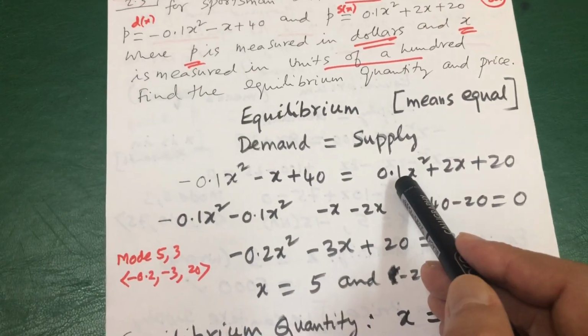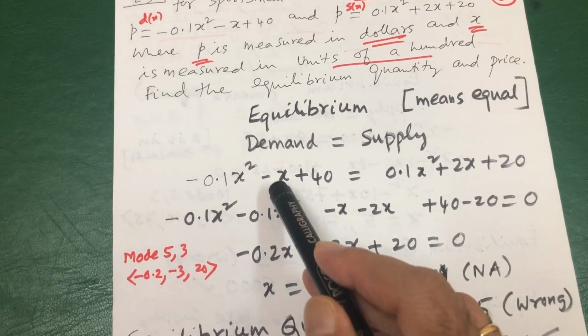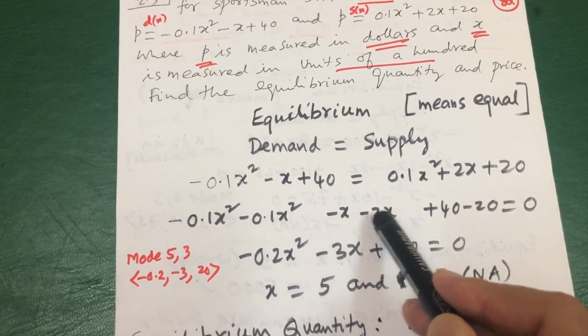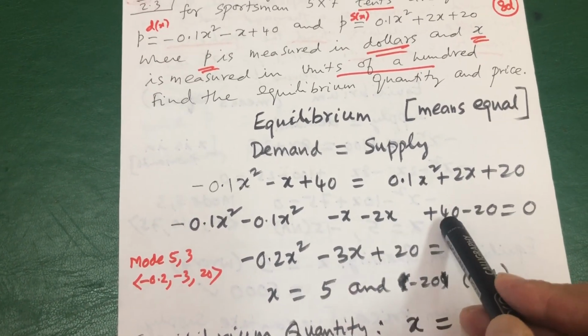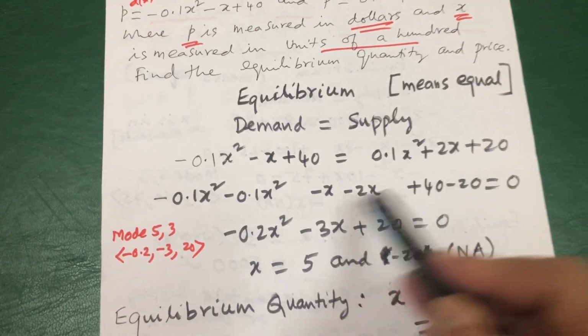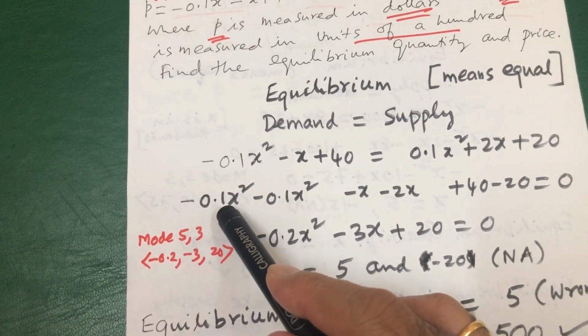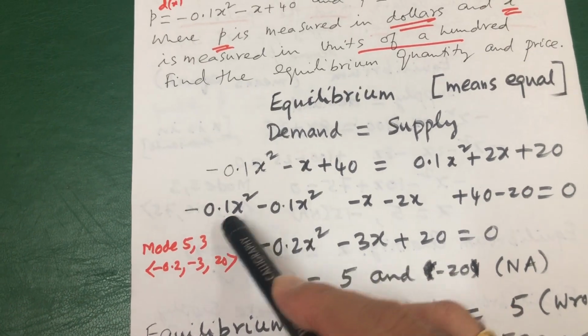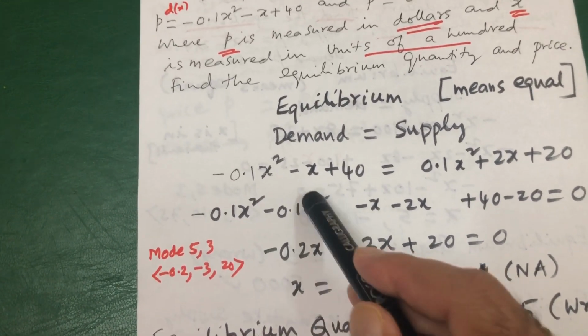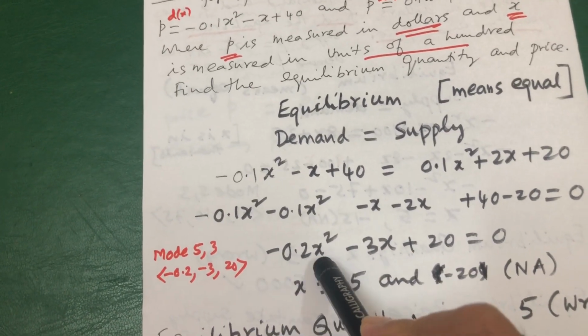This 0.1 x square is r minus 0.1 x square. This is minus x, plus 2x is r minus 2x, and 40 same, and this plus 20 to the left, it will become minus 20 equal to 0. So when you type minus 0.1 in the calculator, without x square, you get directly minus 0.2, write x square.